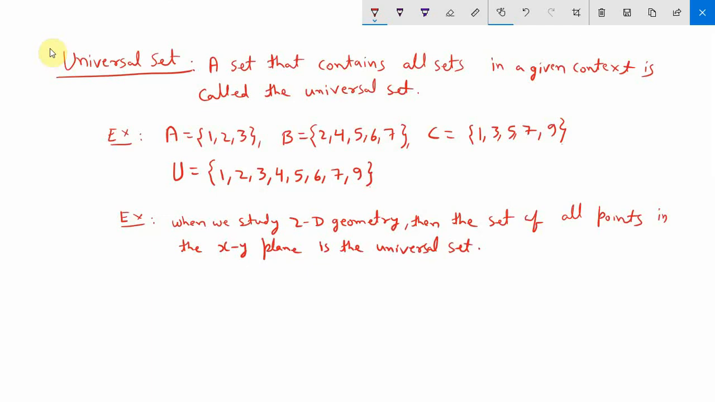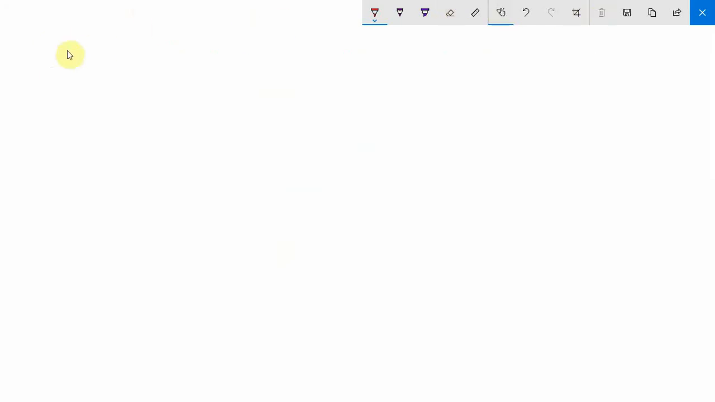Next we will see power set. So let me print this. Next is power set.